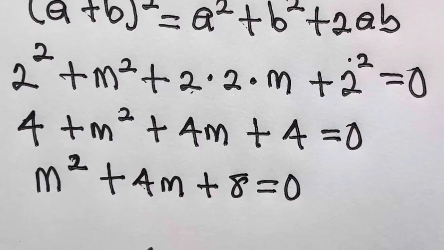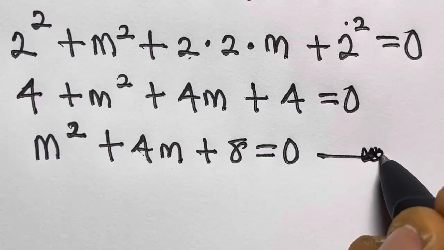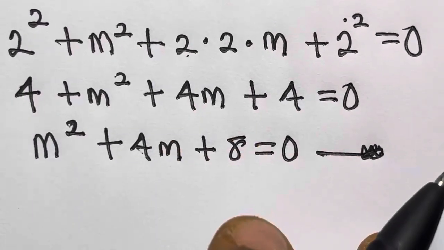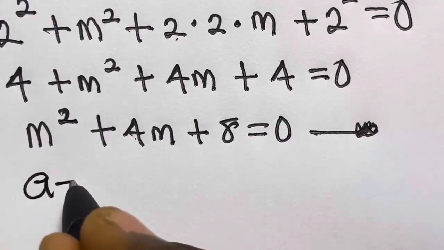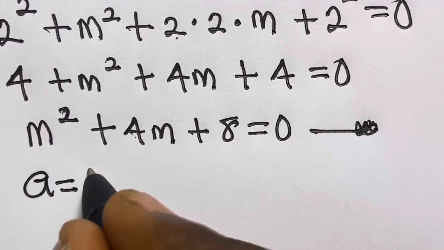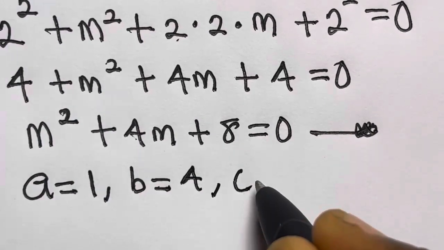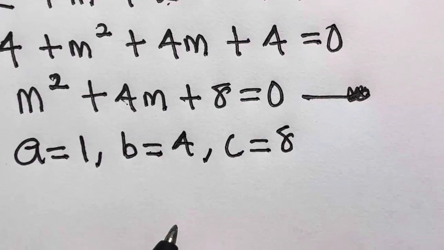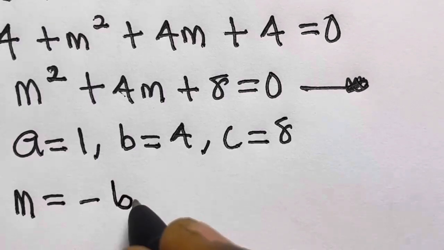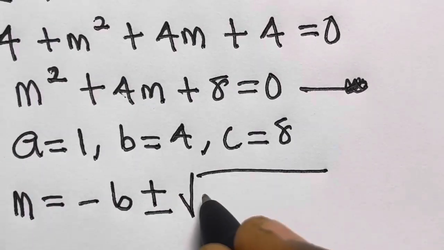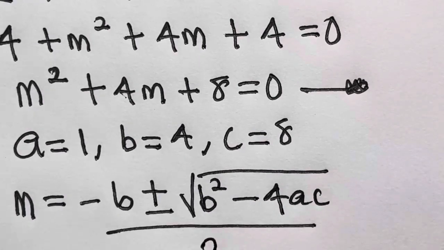And if you observe, you will see that this is a quadratic equation. To solve that, let's use the quadratic formula. From here, we have our a, the coefficient of m^2, which is 1. Our b, the coefficient of m, is 4. And our c, the constant, is 8. So, using the quadratic formula, we are going to use m = (-b ± sqrt(b^2 - 4ac)) / 2a.